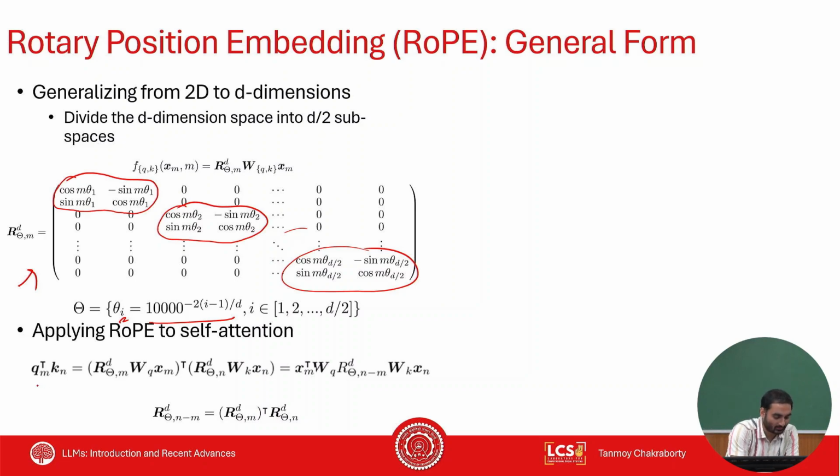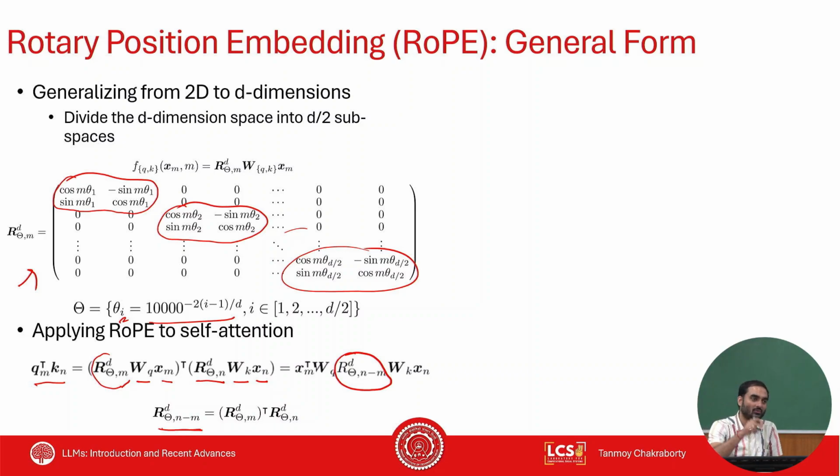Now when we take the dot product qm transpose kn, what is qm? qm is this rotation matrix times wq times xm. What is kn? kn is another rotation matrix times wk xn. If you do some arrangement here and there, you will see that you will get a rotation matrix which looks like this, which we call R. R is basically a function of m minus n.